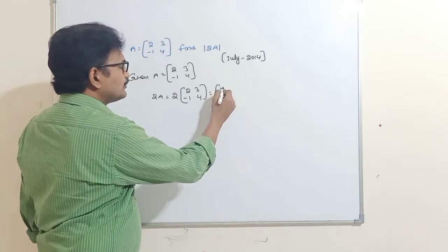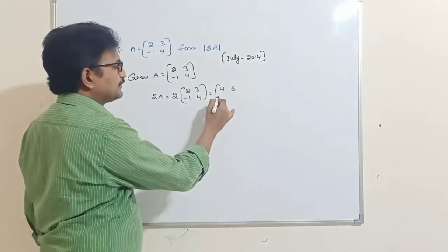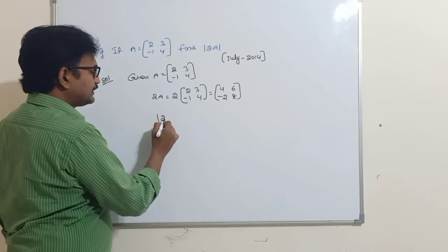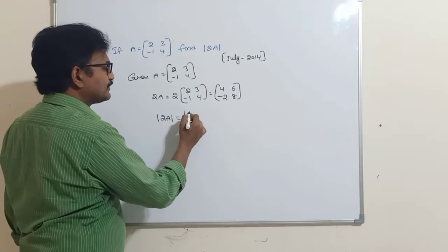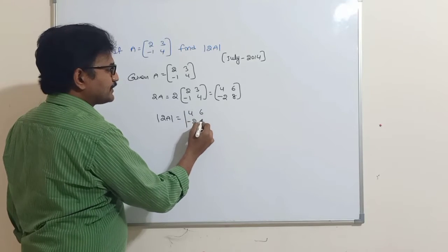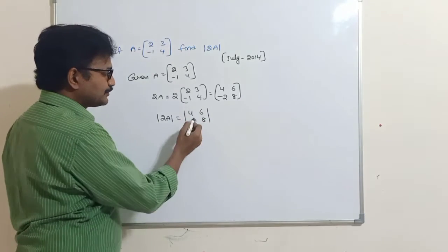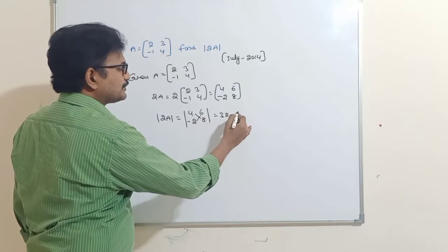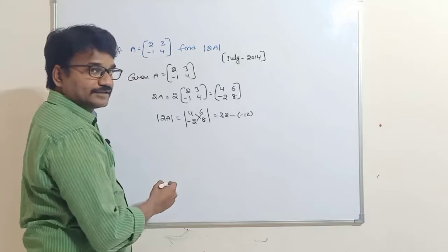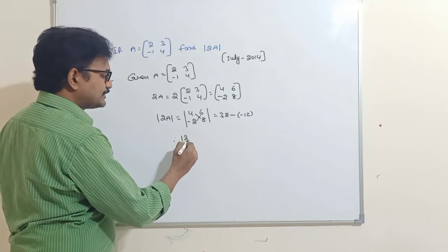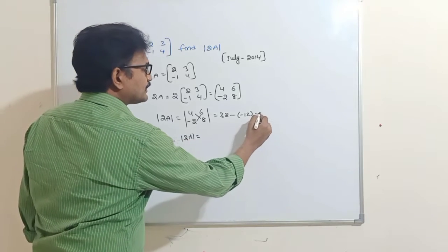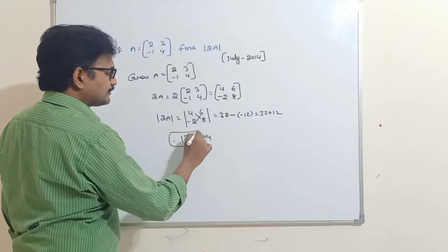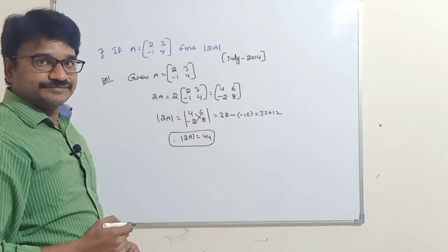2 into 2, 4. 2 into 3, 6. 2 into minus 1, minus 2. 2 into 4, 8. So we want det of 2A. So det of 2A is equal to det of 4, 6, minus 2, 8. So 4 into 8, 32, minus 2 into 6, minus 12. Therefore, det of 2A is equal to 32 plus 12. 32 plus 12 is 44.